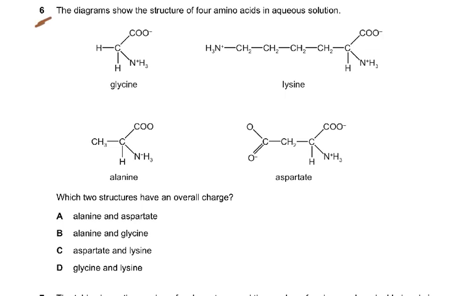Question number 6. The diagram shows the structure of 4 amino acids in aqueous solution. Which two structures have an overall charge? Now look at the charge. Now I want everybody looking very carefully at the charge. This is a negative, this is a positive. This is a negative, this is a positive charge. Now here you see there's a negative here, there's a negative here, and there's a positive here. So this is 1. This is a negative here, a positive here, and a positive here. So this is 1. So lysine and aspartate, which is 6, the answer is C.